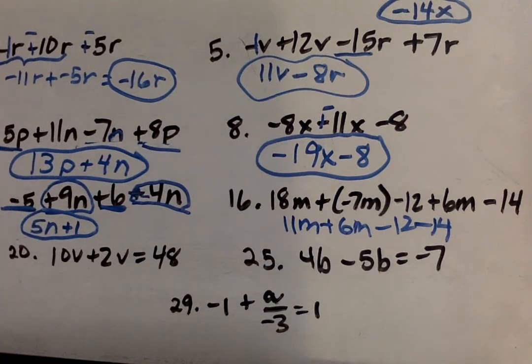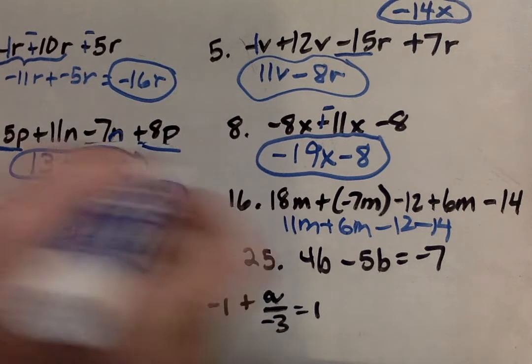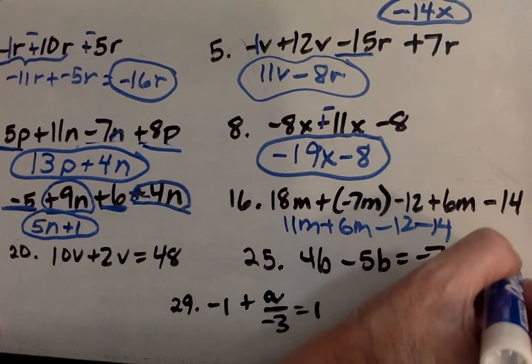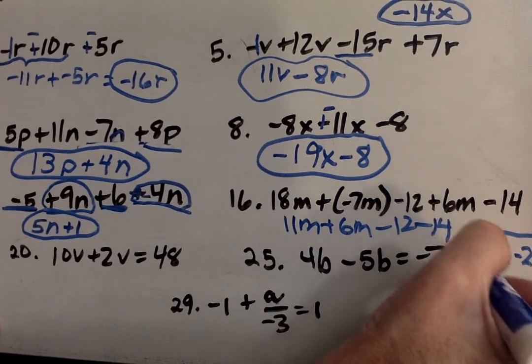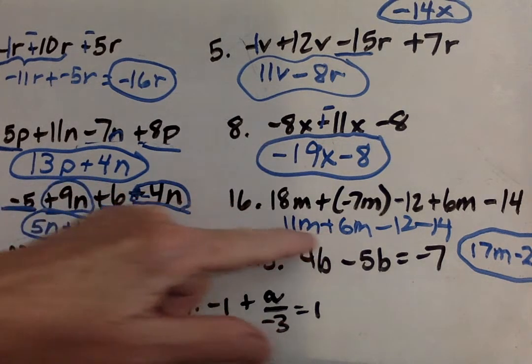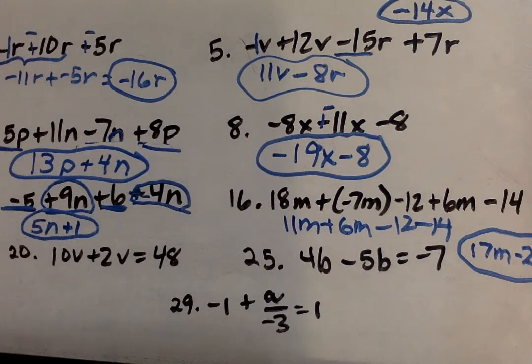Okay. Now we're going to need to simplify that a little bit more. So we combine 11m plus 6m and we get 17m. And then negative 12 minus 14. Your final answer is 17m minus 26. And we only combine the ones with m's together. And then we combine the ones with just the numbers and no variable. Okay. Now we're going to go on the back side and we're going to solve a few of these equations.